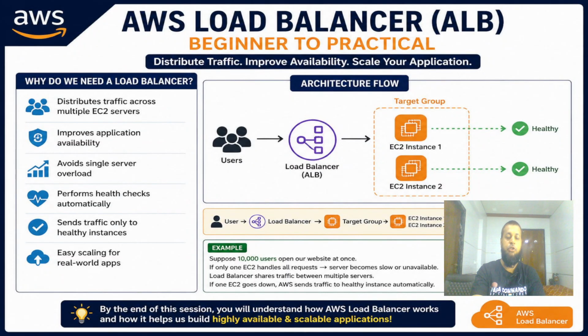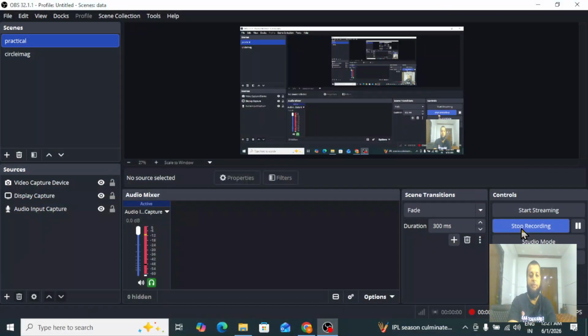In this video, I will show you one of the important AWS services, load balancer, and especially application load balancer. You will understand why we need a load balancer. What is a load balancer? It distributes traffic across multiple EC2 servers and improves the application's availability. So let's start the practical and understand load balancer.